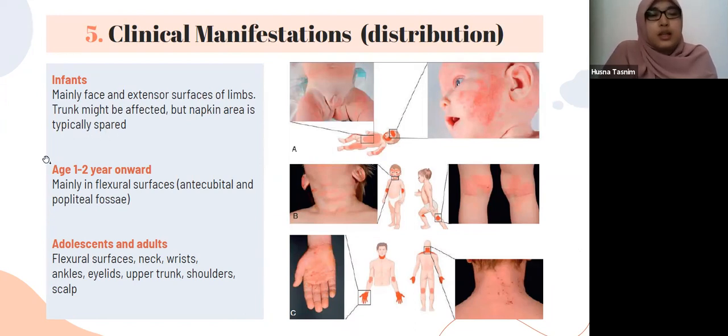Okay, next are the children who are 1 to 2 years old and onwards. It mainly affects the flexural surface, which is the antecubital and popliteal fossae. And in some patients, if it persists to adulthood, the locations could be the flexural surface, the neck, the wrist, ankles, eyelids, upper trunk, shoulders, and scalp.